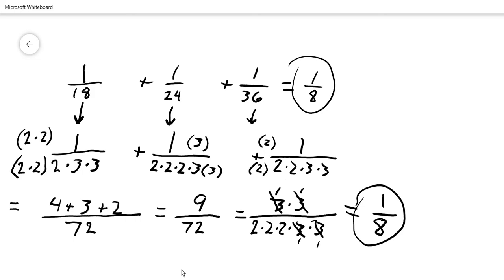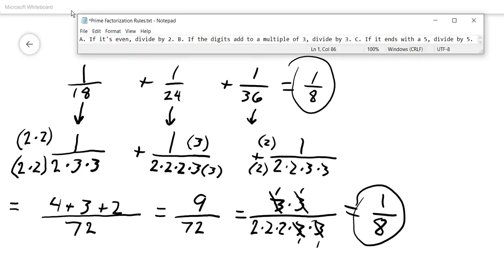Now let me bring up our good rules here again. Rules A, B, and C. If it's even, divide by 2. If the digits add to a multiple of 3, divide by 3. If it ends with 5, divide by 5.